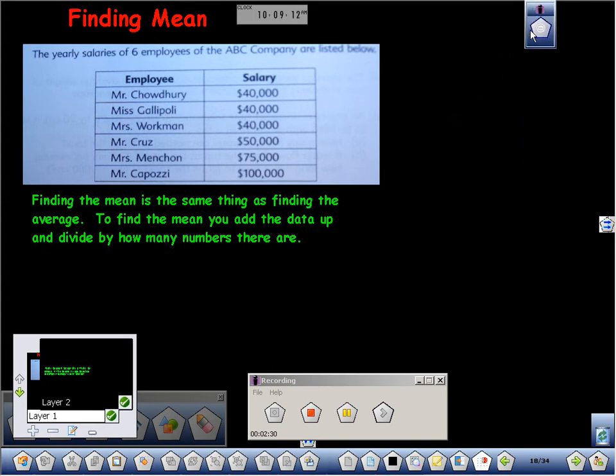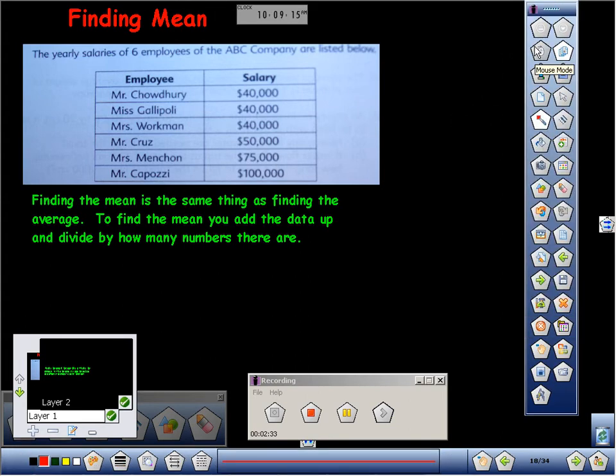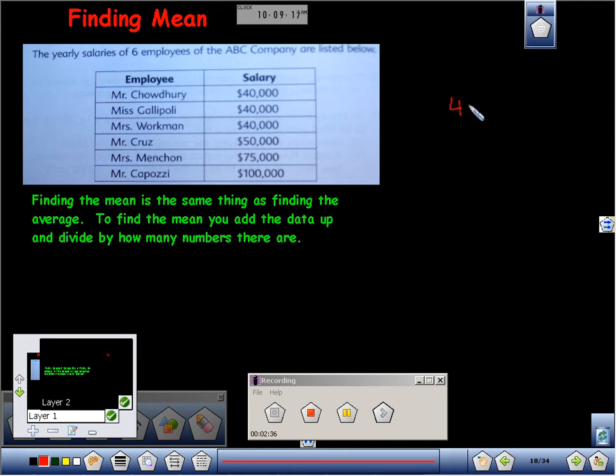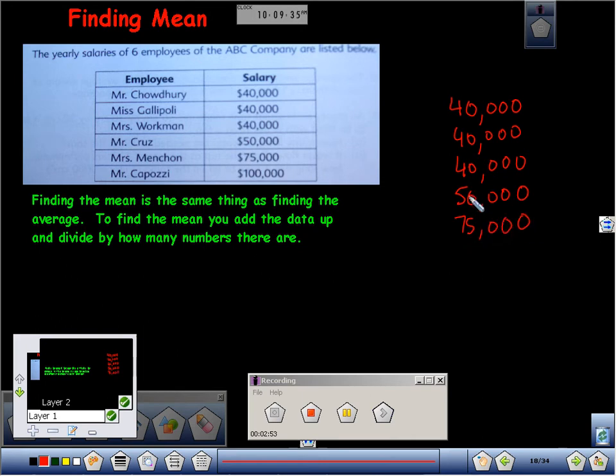So I'm going to add them up over here. We got 40,000 plus 40,000 plus 40,000, sounds like a broken record here, plus 50,000 plus 75,000. Look at how sloppy I wrote my 50,000. It looks like it says 56. Let me fix it. And then 100,000. Mr. Kapazi, who's making the bank there. We have to add all these up.